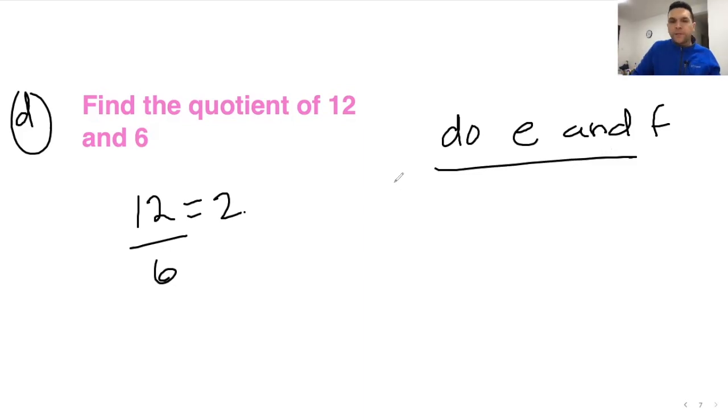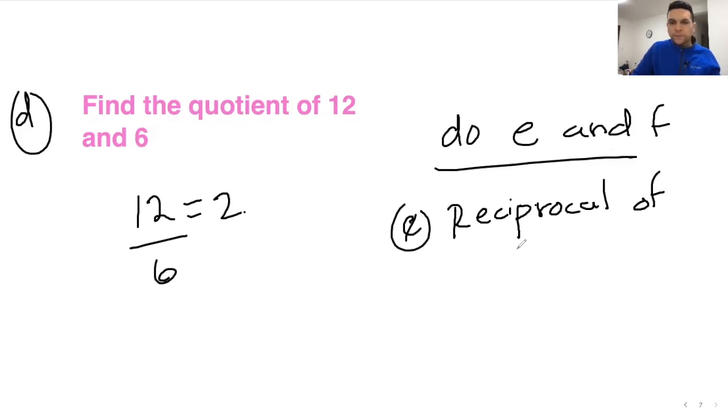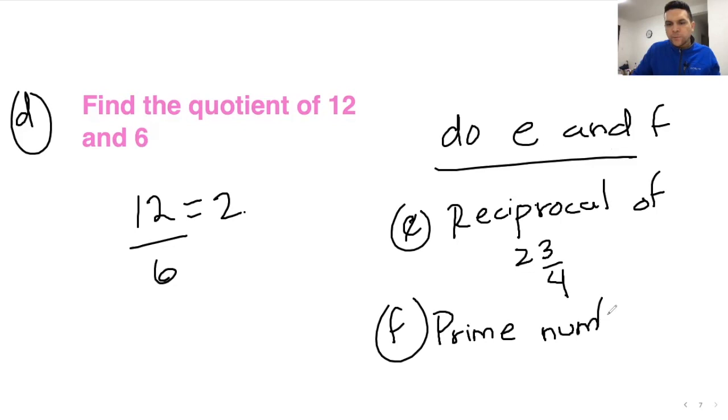So E is, find the reciprocal of this, 2 3/4, and F, find the prime numbers between 20 and 30, okay? Prime numbers between 20 and 30.